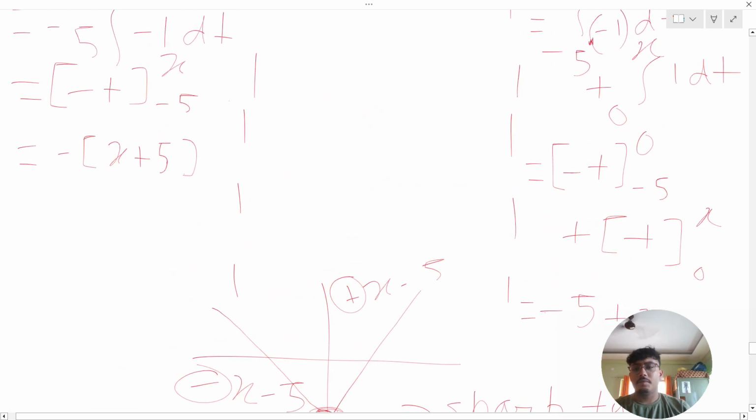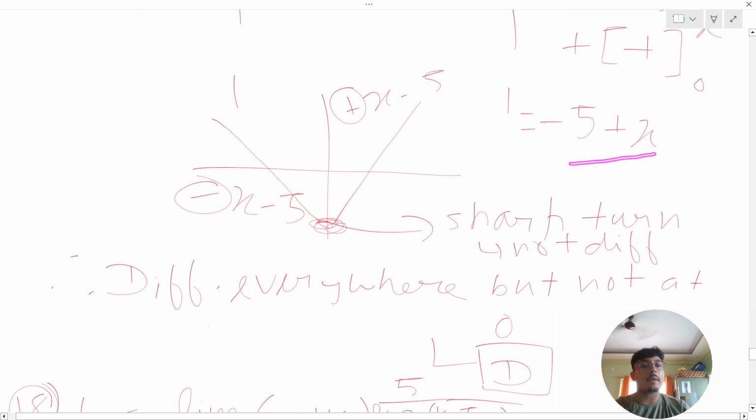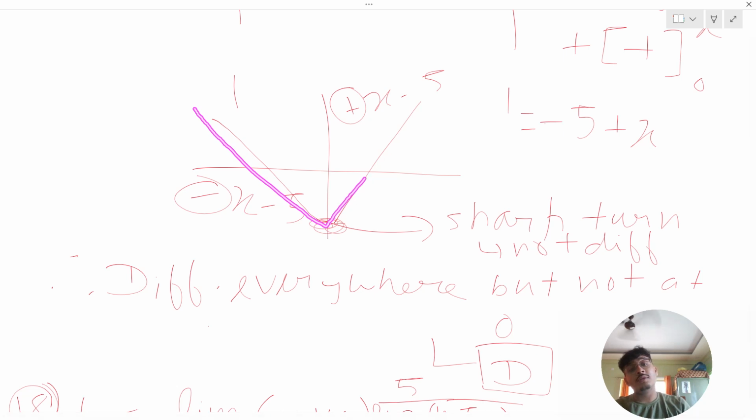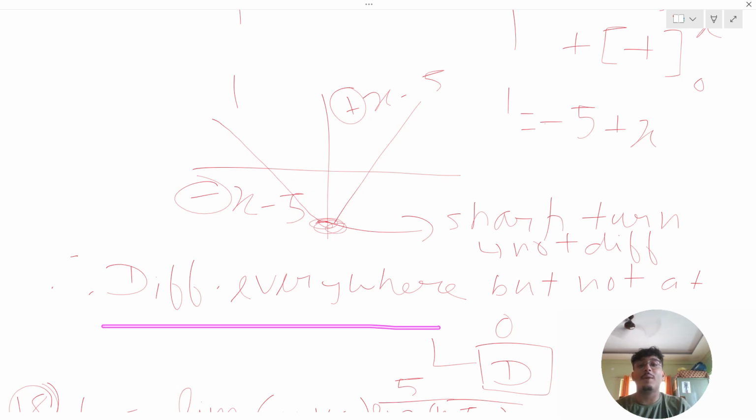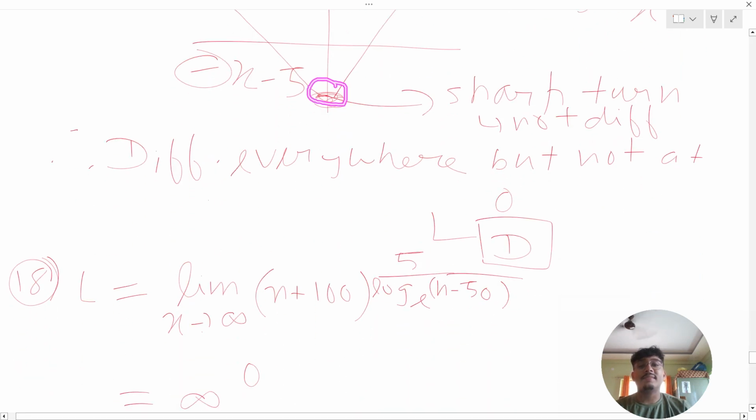What we can see here, this piece is giving me a negative slope of x, and this piece is giving me a positive slope of x. So my curve comes down like this and goes up like this, ultimately showing a sharp turn at 0, which means it's smooth everywhere, but we have a small kink at 0. Hence it's differentiable everywhere but not at 0. So my option D is correct.